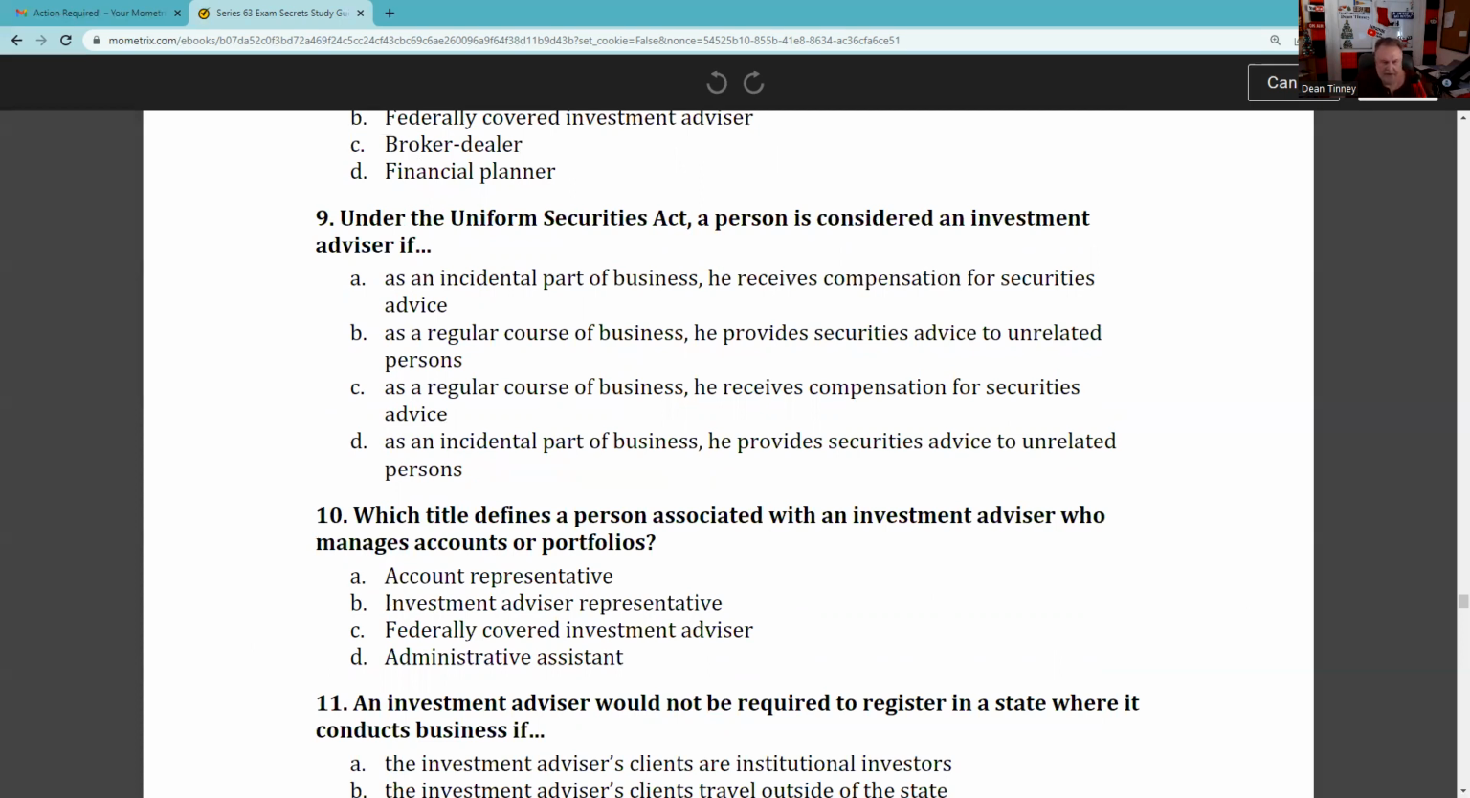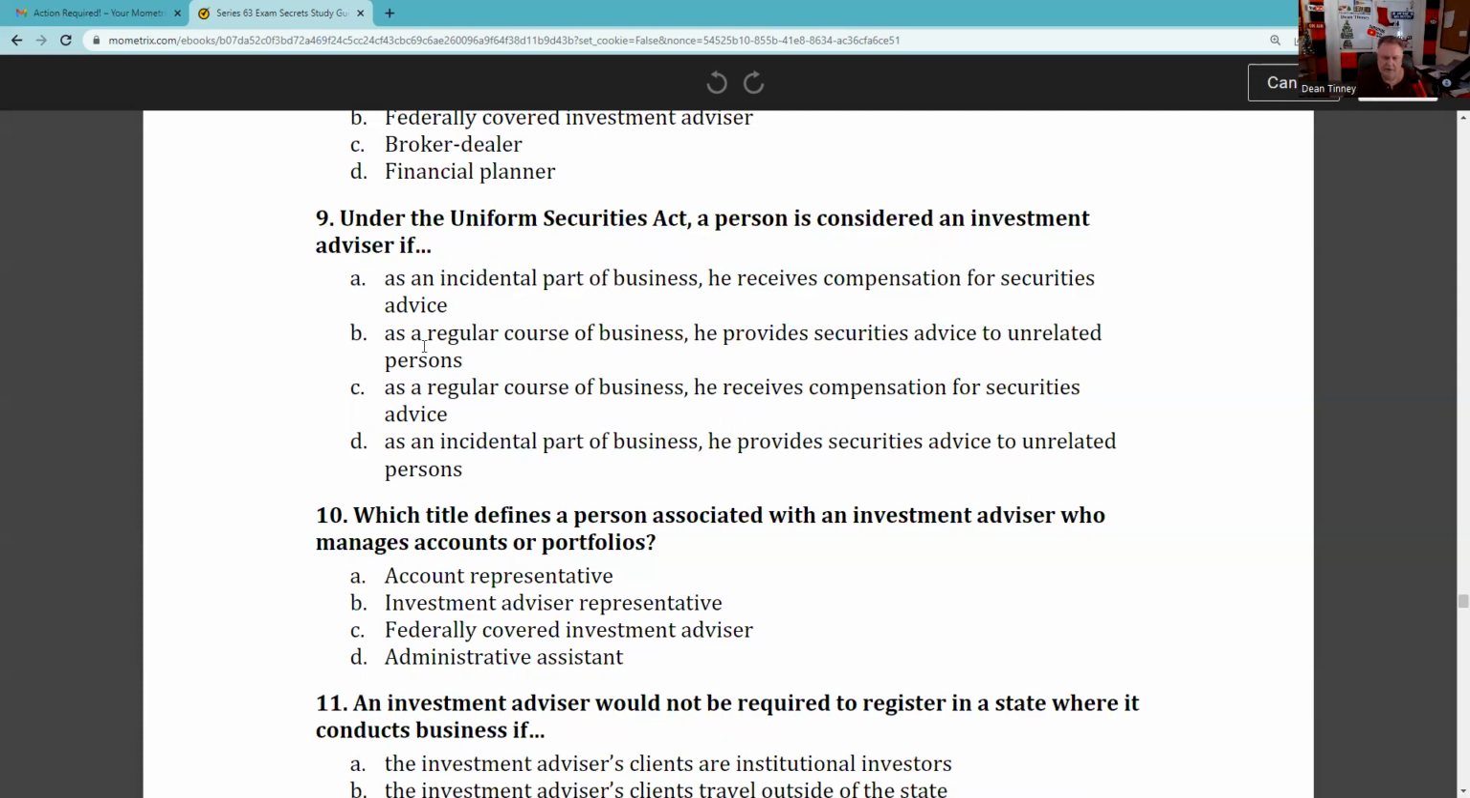9, as an incidental part of the business. So that's a big pivot word on your exam, incidental. Receives compensation for advice. So we're going to use the Sesame Street trick here and look to see who is different. As a regular course of business, he provides securities advice to unrelated persons. As a regular course of business, he receives compensation for securities advice. So far, that meets the definition the most, right? A, B, C. Incidental, well, there we go. So incidental throws out A and D. That leaves us with B and C.